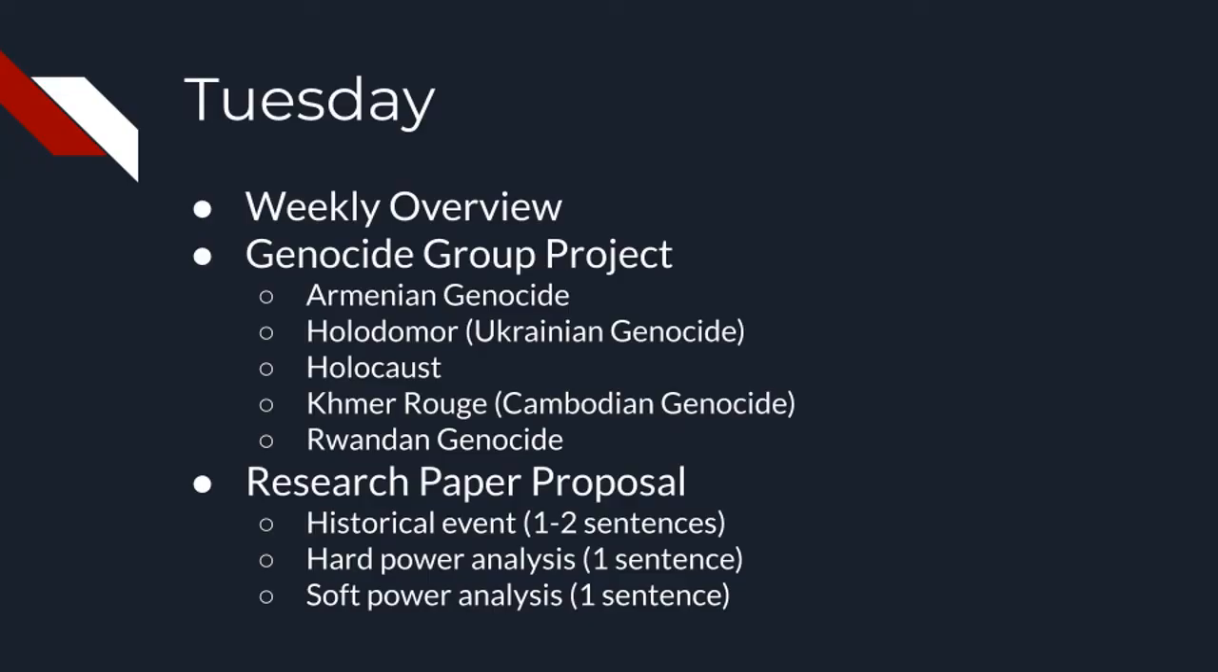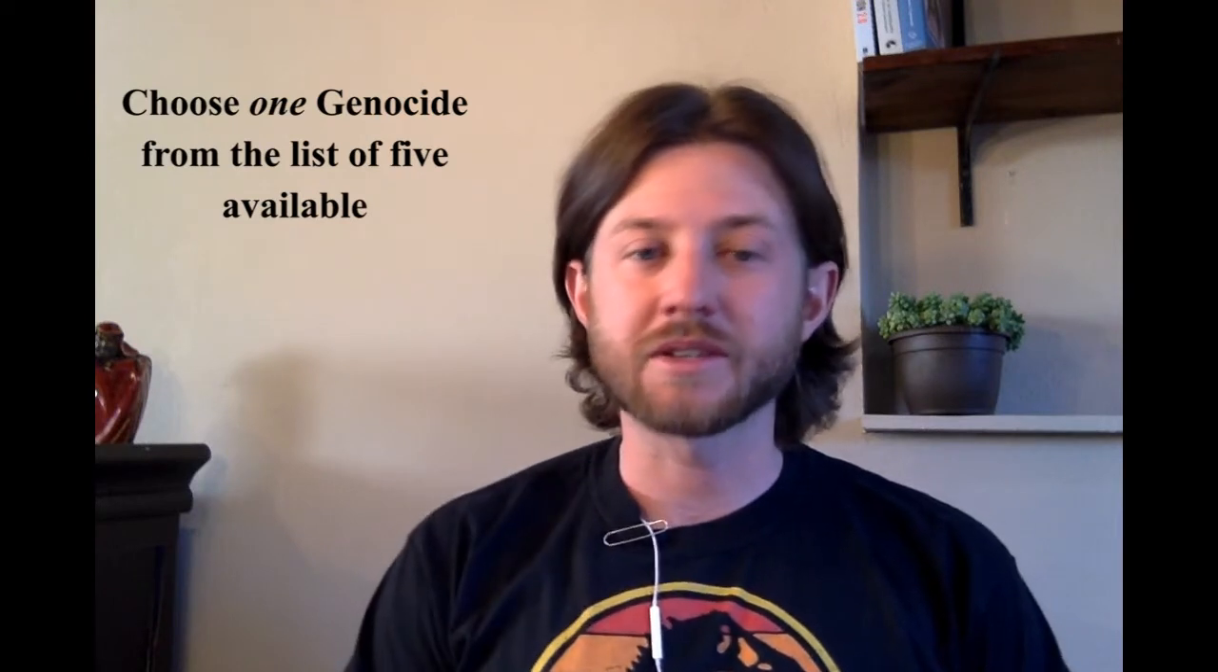All right. Well, today's Tuesday, and we are going to attempt a group project. I kind of teased this last week. Here are the details. You and a group of students will select one of 5 genocides from the 20th century. Your options, and you can only choose from this list, are the Armenian genocide, Holodomor, otherwise known as the Ukrainian genocide, the Holocaust, Khmer Rouge, which happened in Cambodia, or the Rwandan genocide. Those are your 5 options. Your groups are going to be no more than 4 people.